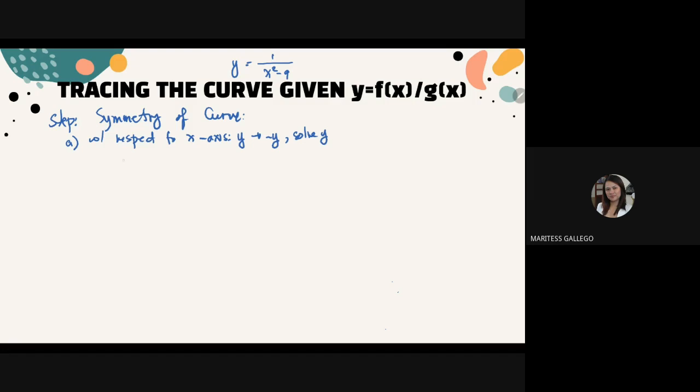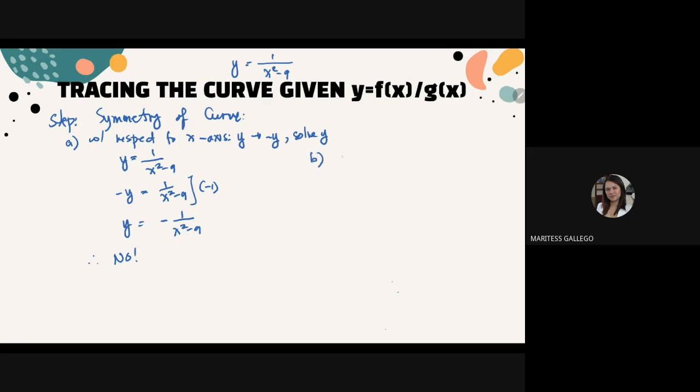Palitan natin si y. So, original function y is equal to 1 over x squared minus 9. We change this by negative. And then we now solve for y. We just multiply this by negative 1. So, y is equal to the negative of 1 over x squared minus 9. So, we did not go back to the original function. So, therefore, it is not symmetric to your x-axis.